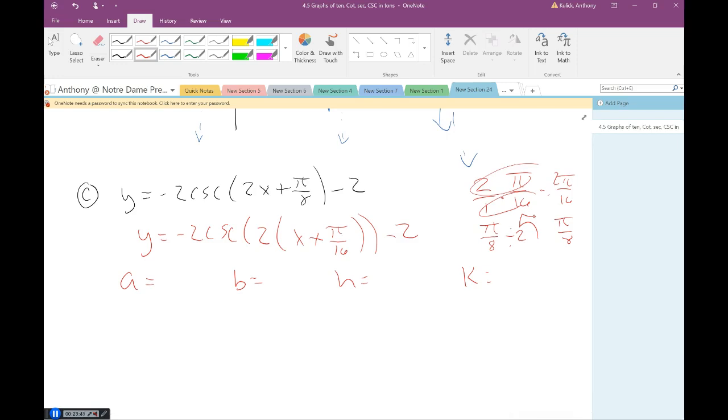Good questions, though. Be careful on that factoring step, because it's easy to screw that up. And if you screw up that H, it screws up everything afterwards. So the A value here is -2. The B value is 1 over 2. The H is pi over 16.